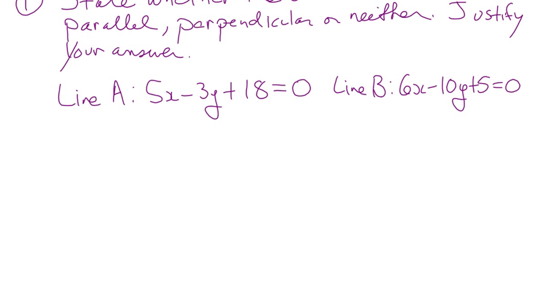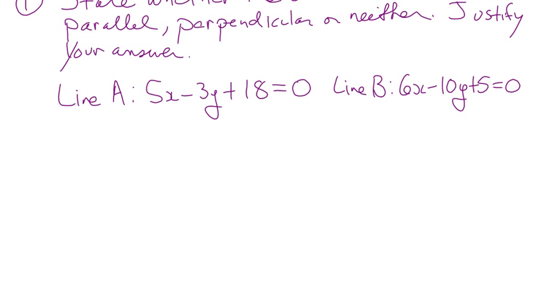Okay. Now, in a certain sense, if this were multiple choice, you don't really have to. You could just say, well, the slope of line A is 5 over 3, and the slope of line B is 3 over 5. So they're neither. But we need to justify that. So let's show some work, right? So what would you do? Even if this were multiple choice, I would probably start out by isolating the y.